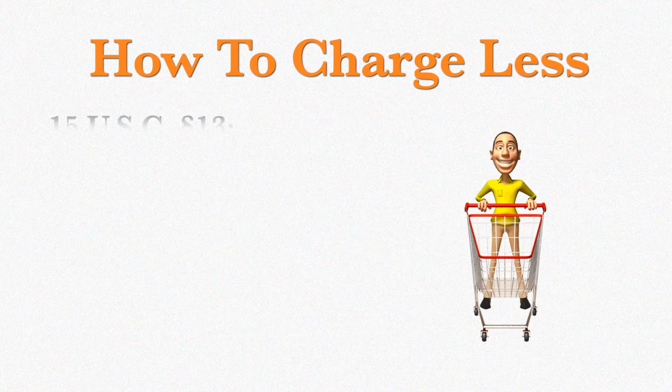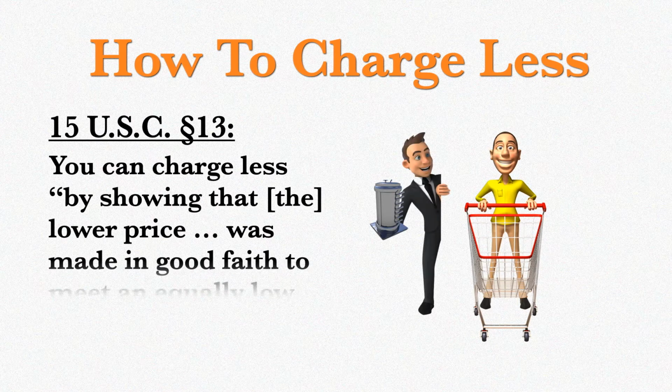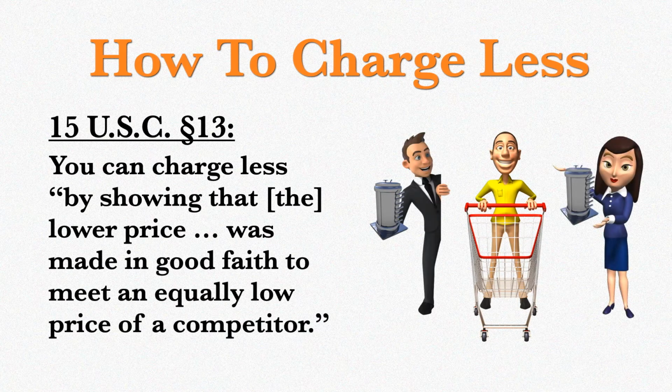You can get away with charging less by showing that the lower price was made in good faith to meet an equally low price of a competitor. In other words, competition lowers prices. And if competition lowers prices, then it stands to reason that monopolies get to raise prices, and that's why anti-monopoly laws exist, to keep prices as low as possible. That's the conventional wisdom, but surprisingly, economic history doesn't support it.